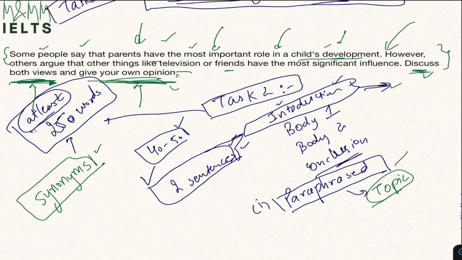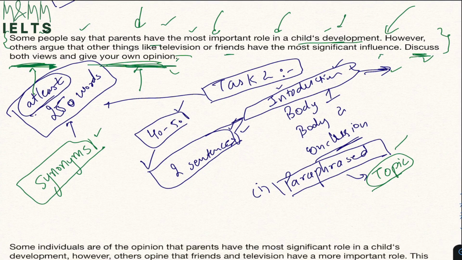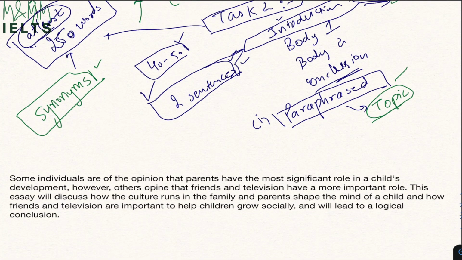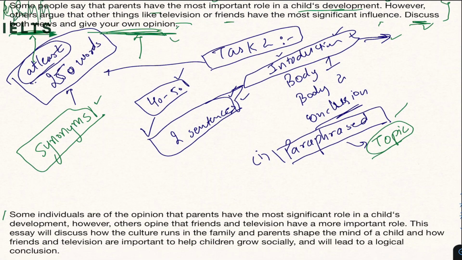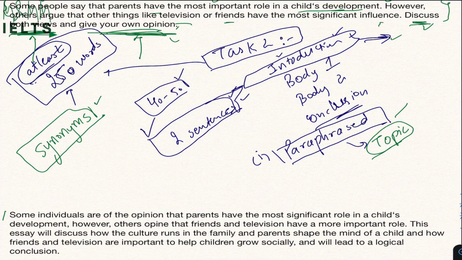Now, like I said, the first part is to paraphrase. Now it says, some people say that parents have the most important role in a child's development. However, others argue that other things like television or friends have the most significant influence. Now, this is how I have paraphrased over here. So what I've done is I've written, some individuals are of the opinion that parents have the most significant role in a child's development.